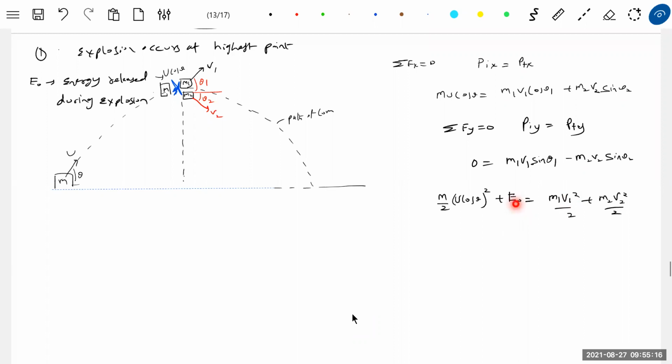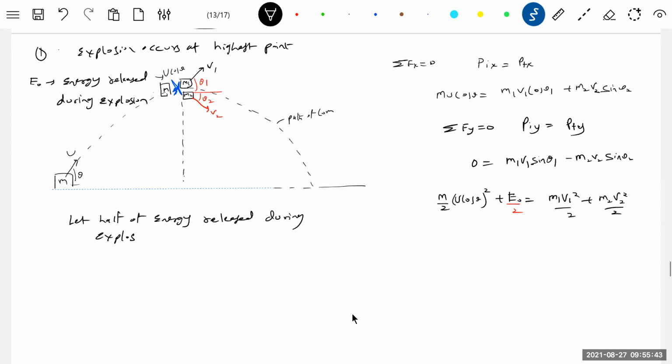So there is no rule that the whole energy should be converted into kinetic energy of fragments. If I say that half of the energy released is converted into kinetic energy of fragments, you should write E0 by 2. So what is the energy released during explosion? What I'll put as a condition is that let half of the energy released during explosion be converted into kinetic energy of fragments. Then I'm able to write this. Otherwise, I should not write it.